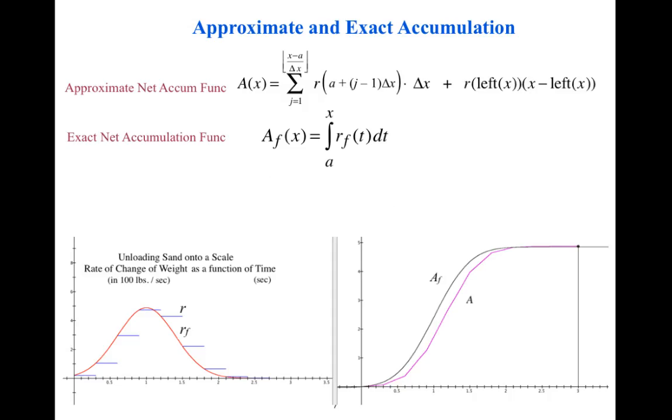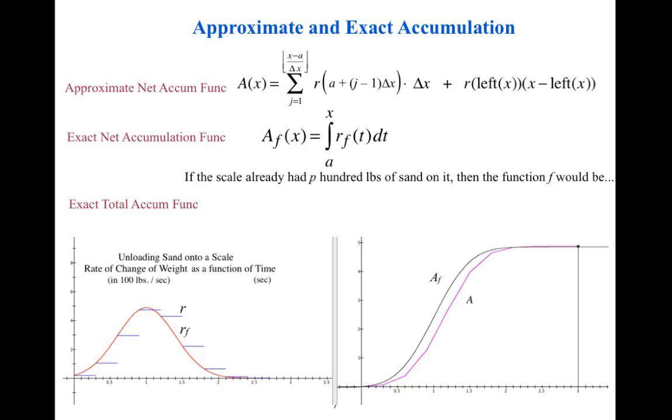All right, and so then we could talk about exact total accumulation. Suppose the scale already had p hundreds of pounds of sand on it before we started unloading with the truck. Then the function f would be the exact total accumulation, and how would it be different than the exact net accumulation? We can do better than f of A, right? Then you would just do p plus A sub f.